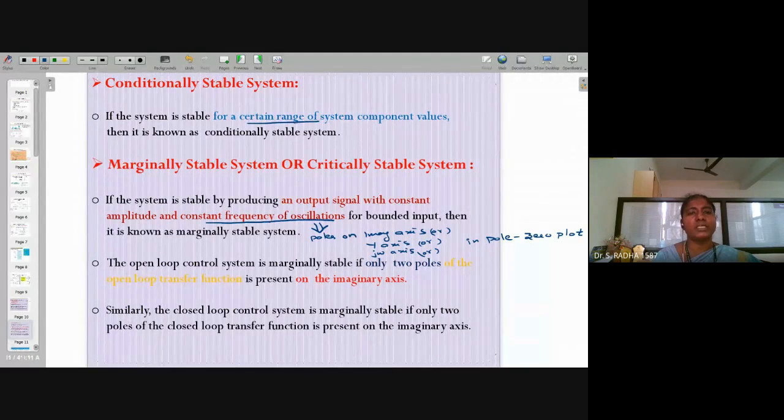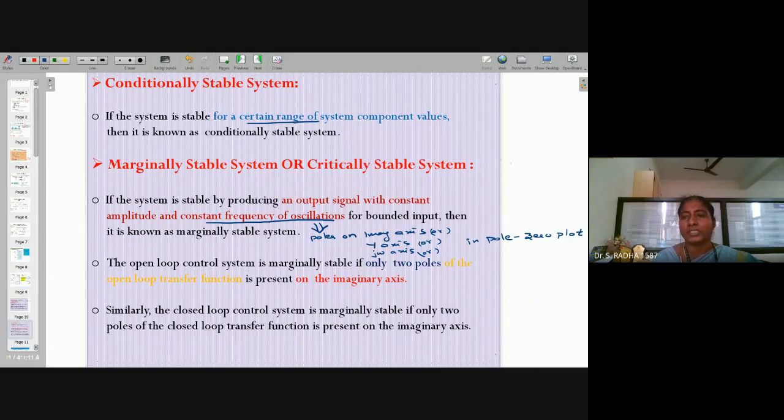This marginally or critically stable system sometimes may become unstable when repeated poles are at the same location on the y-axis. When repeated poles are there on the y-axis at the same location, then it becomes unstable. That is why critically stable means at any time it may become unstable.